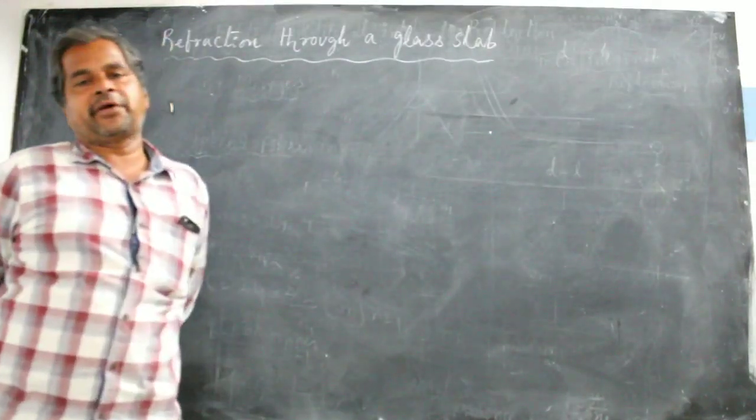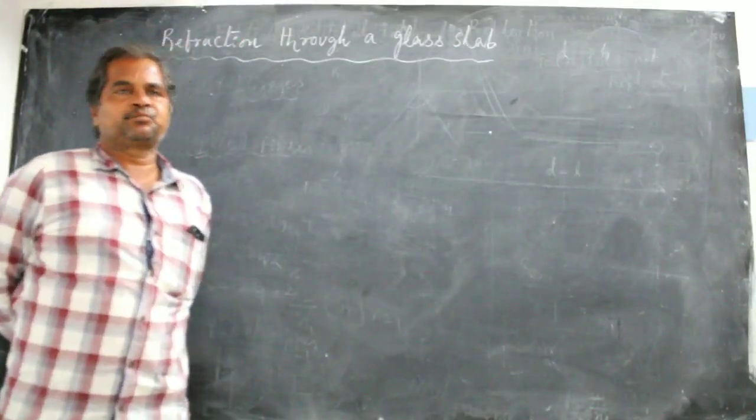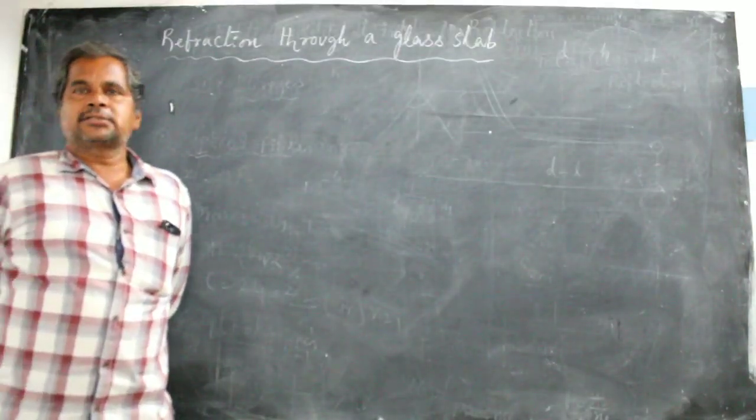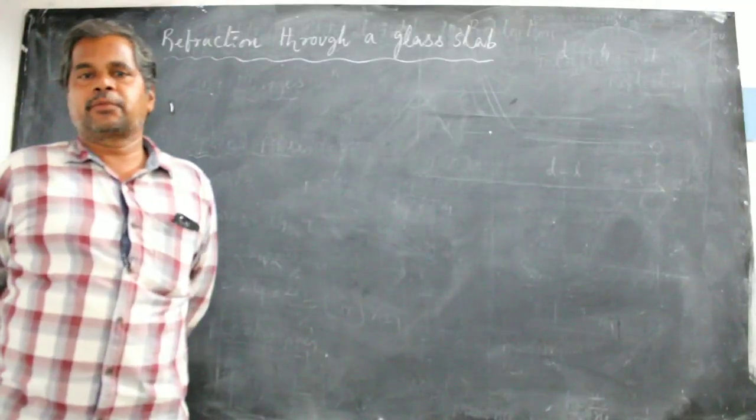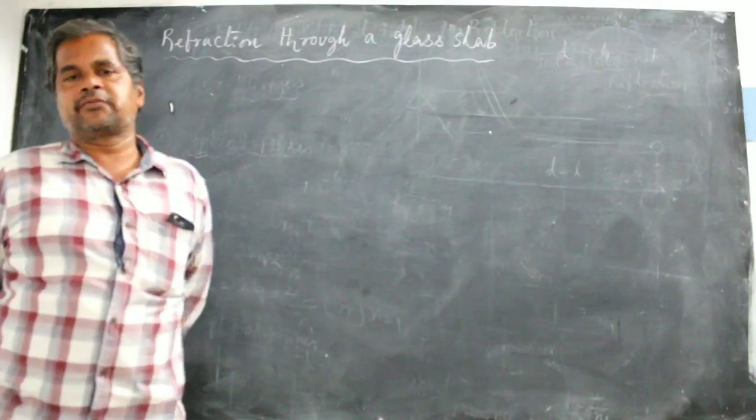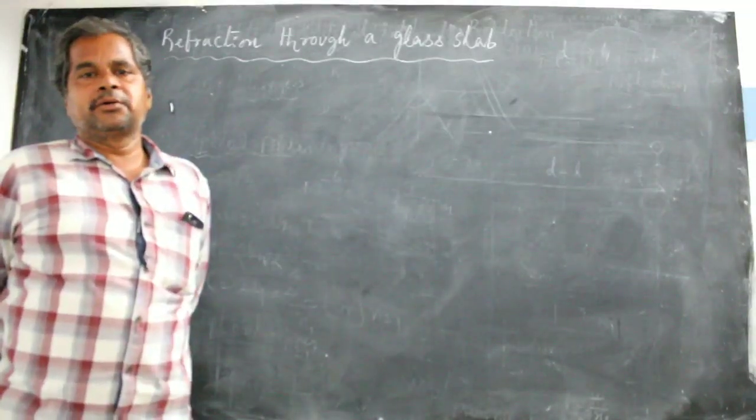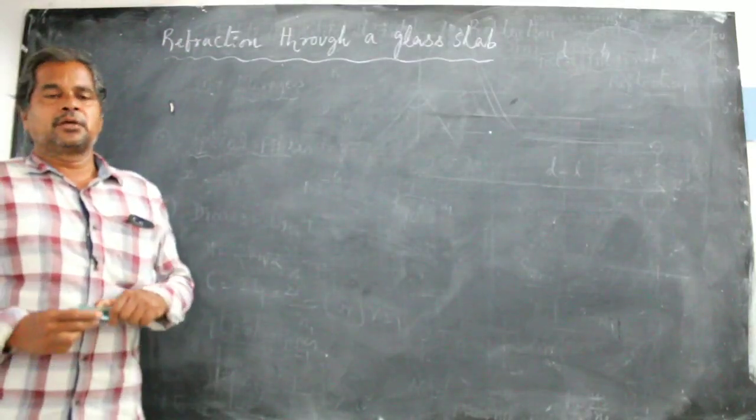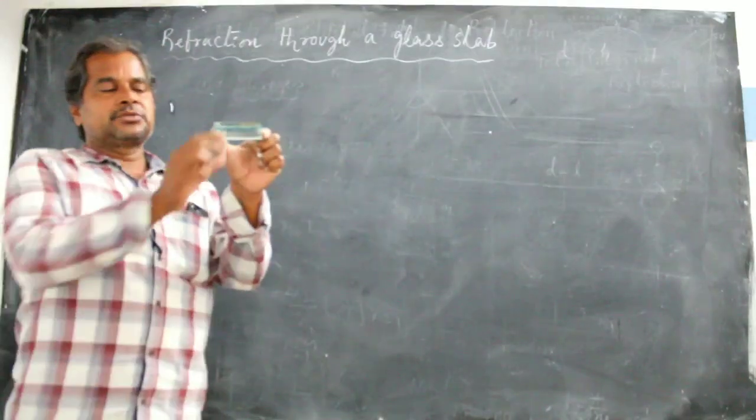Now, refraction through the glass slab. So first of all, what is meant by a glass slab? A glass slab is a transparent medium which is separated or isolated from the surrounding medium, and it is formed by two surfaces which are parallel to each other. The shape of the glass slab is like this. This is a glass slab.